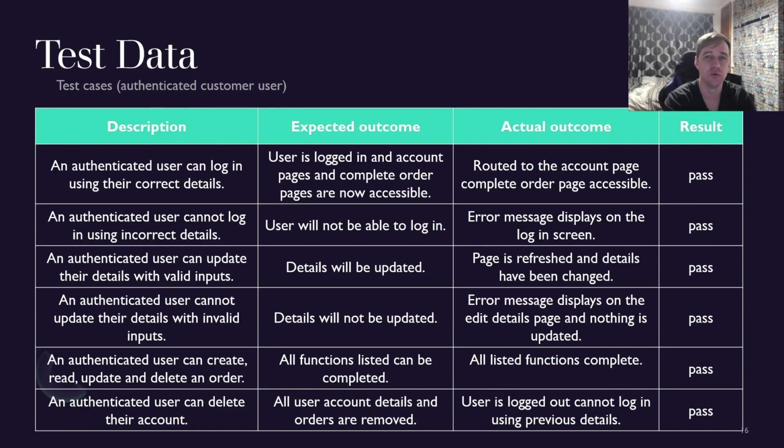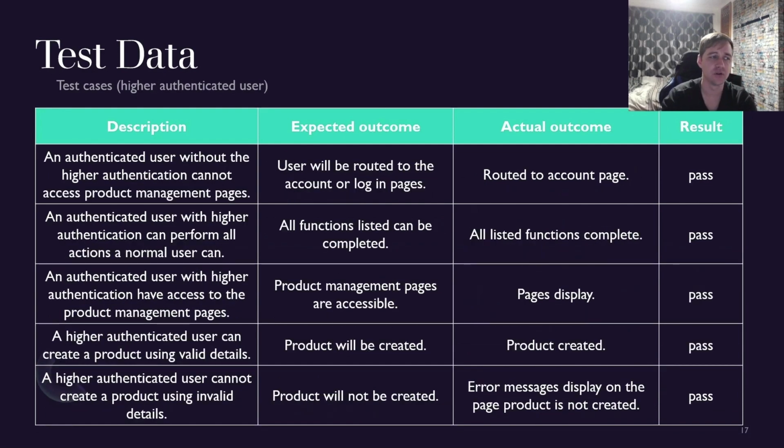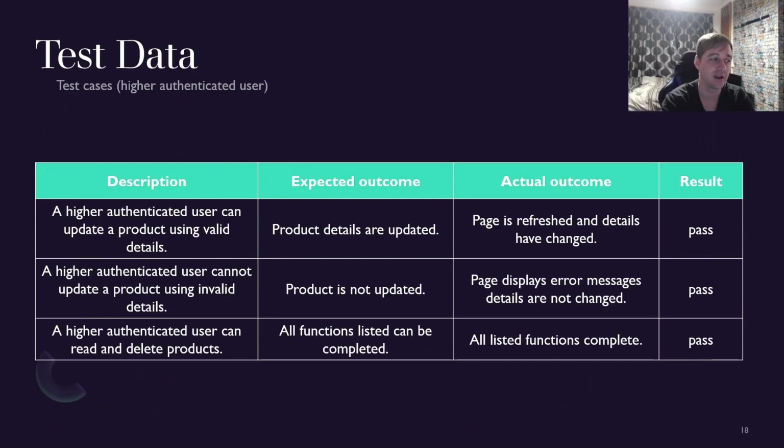When it came to form inputs for both create and update functions, I tested that valid details would allow the function to be completed, and invalid details would stop the function from being completed. I also tested the routing, making sure that an unauthenticated user could not access the account page, for example, and that only users with higher authentication could access the product management pages.